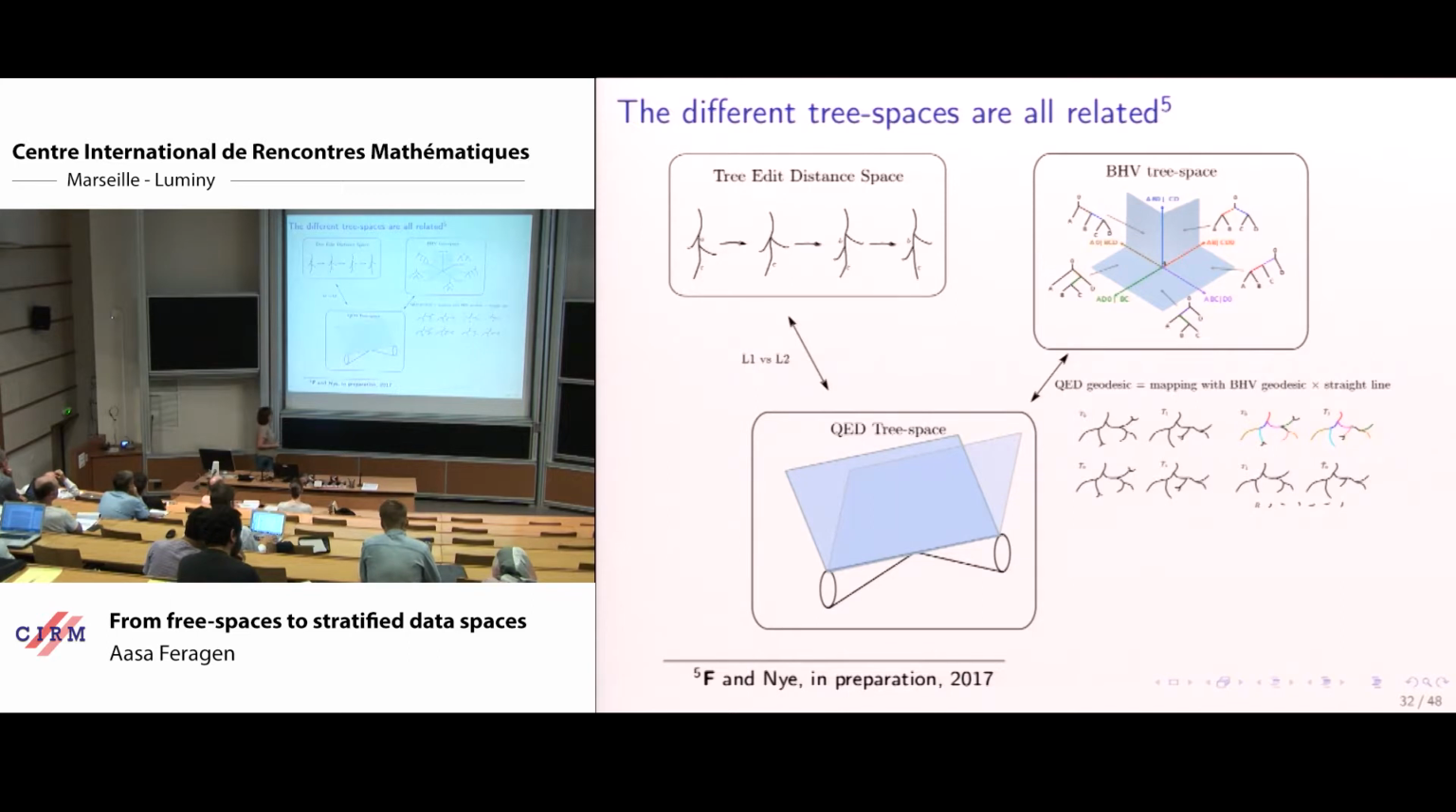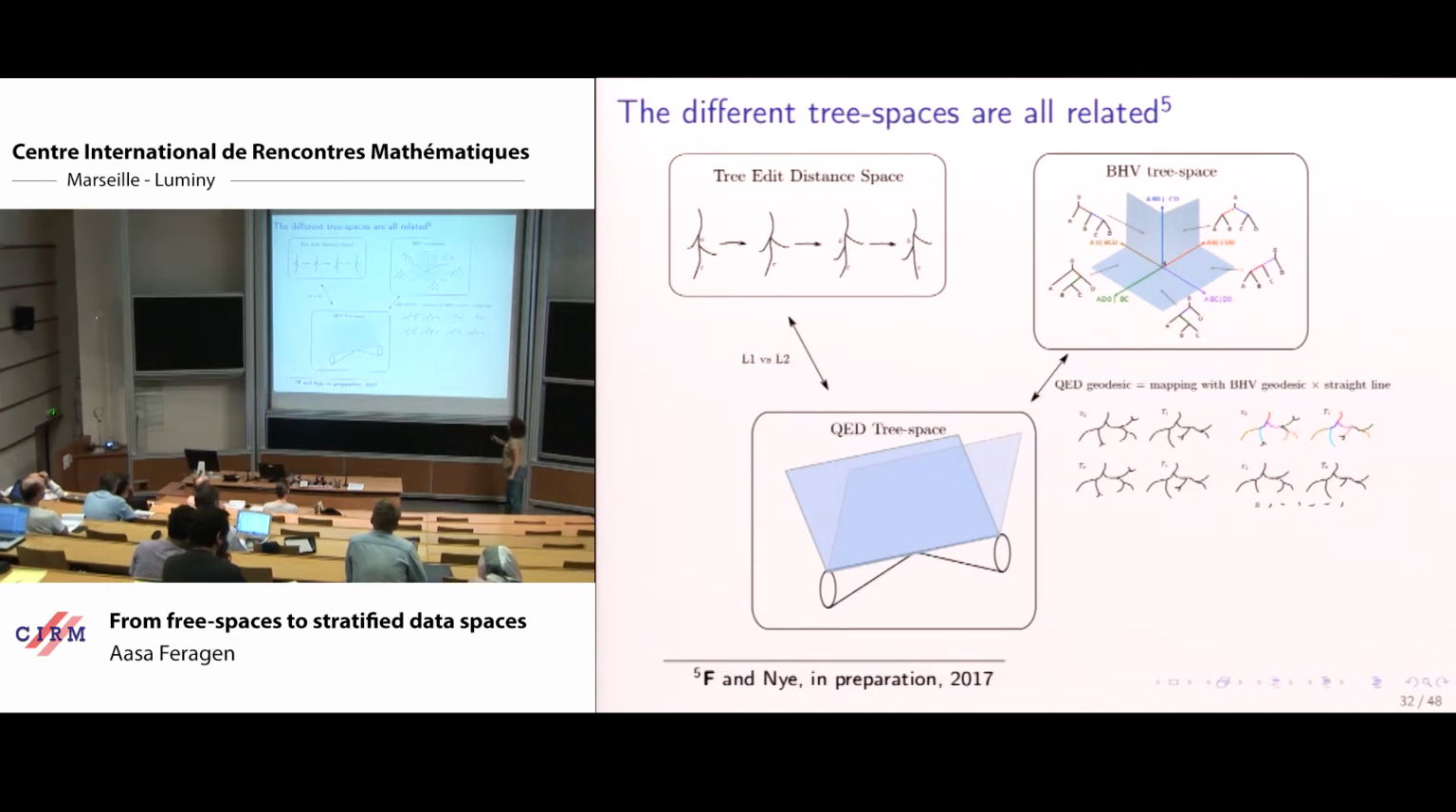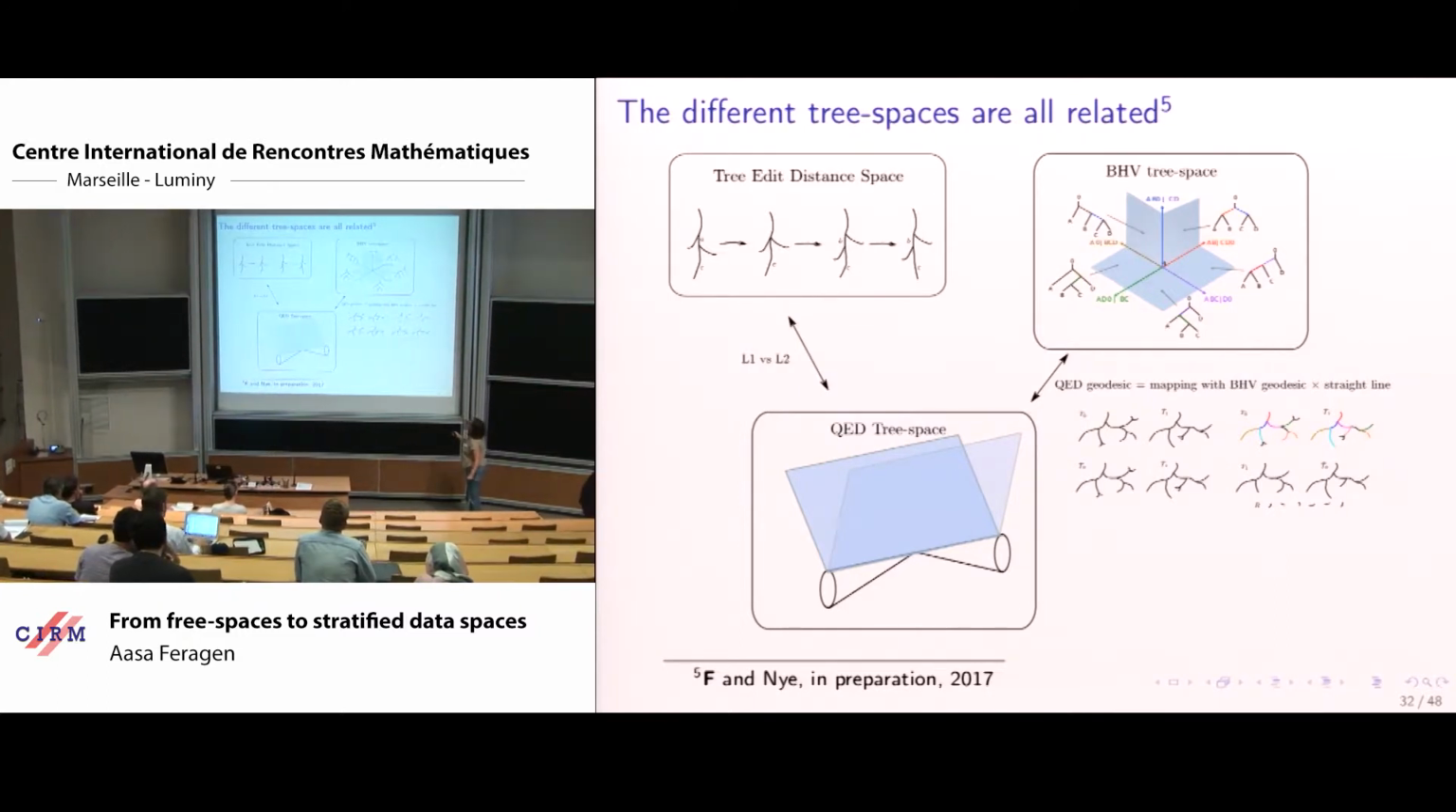Now, if you have a geodesic in the QED metric between 2 unlabeled trees, like this one and this one, that geodesic is inherently going to match branches in one tree to branches in the other tree, like I've colored here. And there are also going to be branches that are not matched to anything. And it turns out that this geodesic is necessarily going to be a product of the BHV geodesic on the matched up parts. So now I can use these colors here that are randomly generated, but I can use them as labels for my leaves.